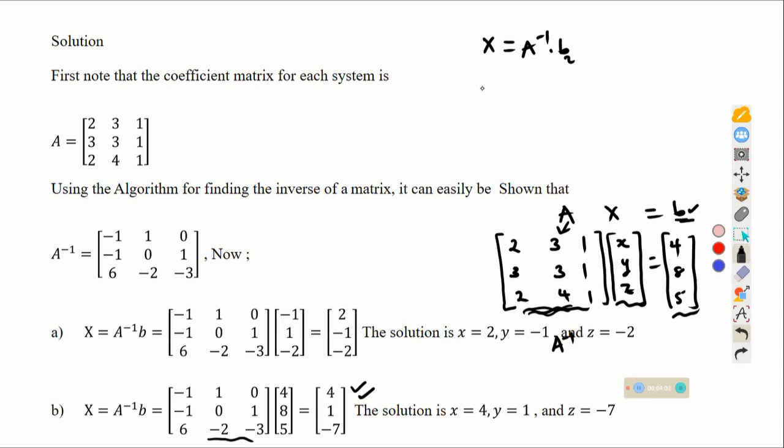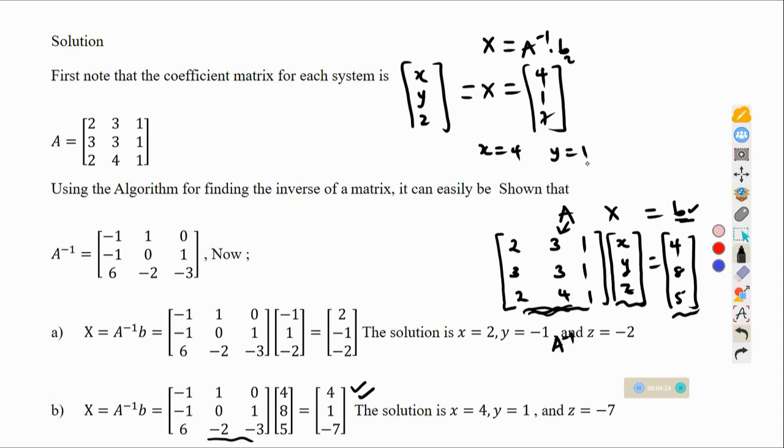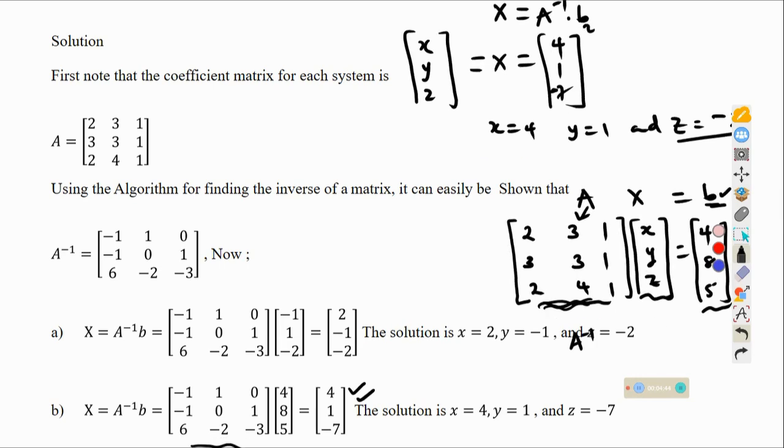So from there, it means your X will now be, after multiplying A inverse with B, 4, 1, and -7. But remember, this X is representing X, Y, and Z. So since this X is representing this, and this matrix is equal to this one here, then X must be 4, Y must be 1, and Z must be -7. So we have -7 here. So that is basically what we shall get as the values for X, Y, and Z by using the inverse of A.